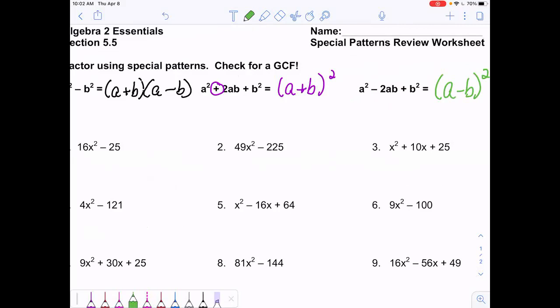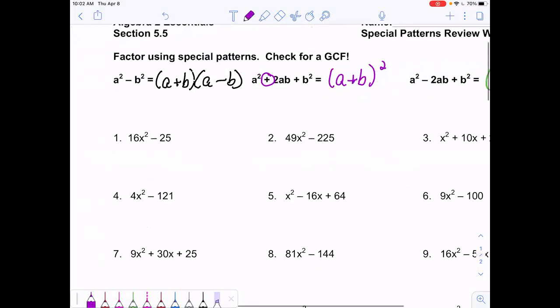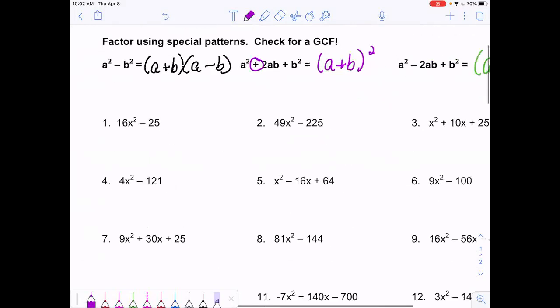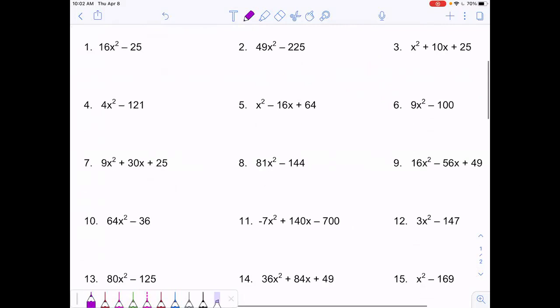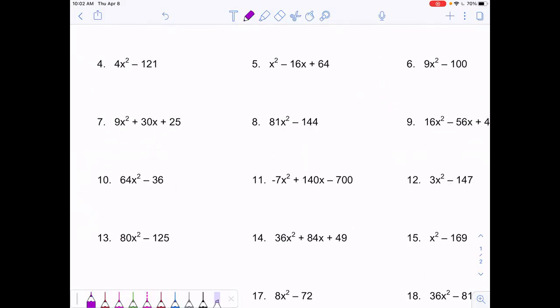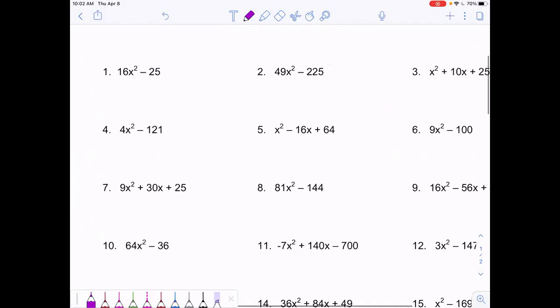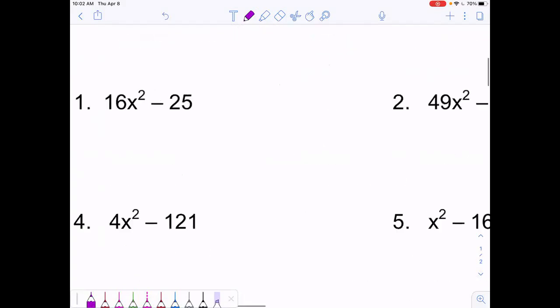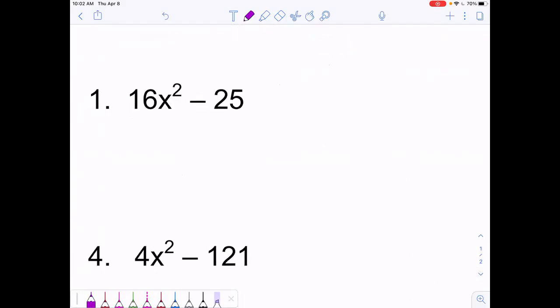Okay, so we're gonna go through some real quick, just to give you a little bit extra time, and we're gonna go diagonally. So we're gonna do 1, 5, 9. And then we're going to bring it back 11, 13. Okay. So number 1, we first look for a GCF. Bill, is there a GCF in 16 and 25?